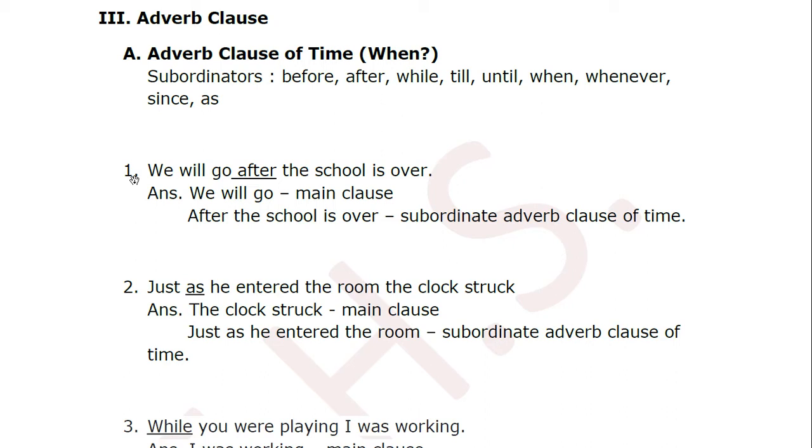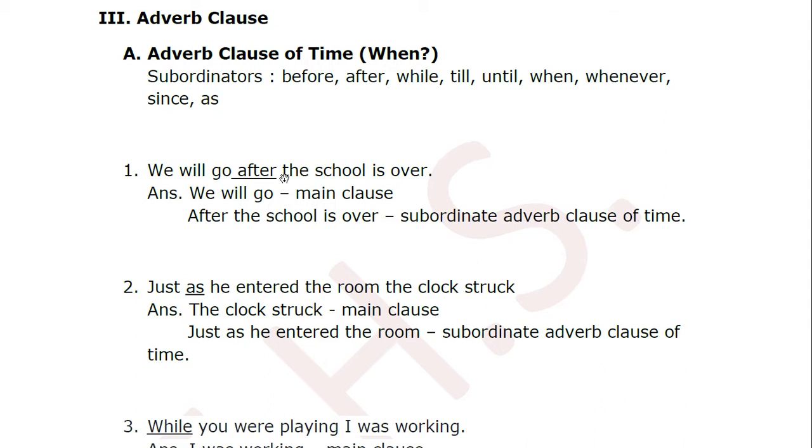Let's see the first one. We will go after the school is over. So you see, very easy to remember: before, after, while, till, until, when, whenever, since, as. These are the subordinators. You have to learn your subordinators and know which clause they belong to. Okay, otherwise it will be difficult for you all to do it.